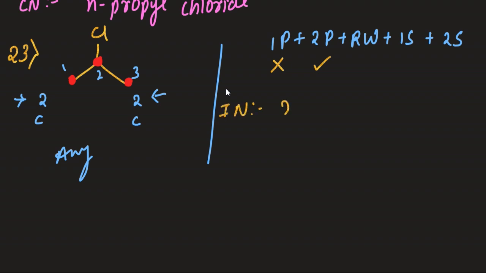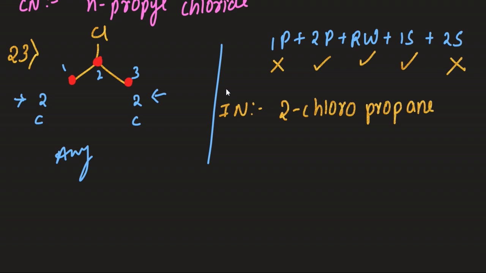So therefore the IUPAC name will be what? 2-chloro. Next, root word: there are a total of 3 carbons, so 2-chloroprop. Primary suffix is alkane, so 2-chloropropane. There is no functional group.